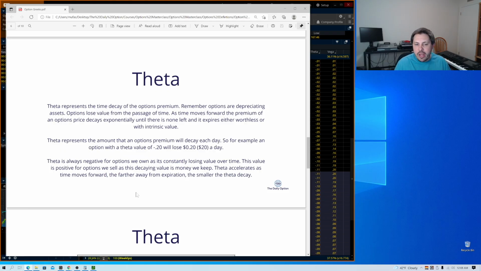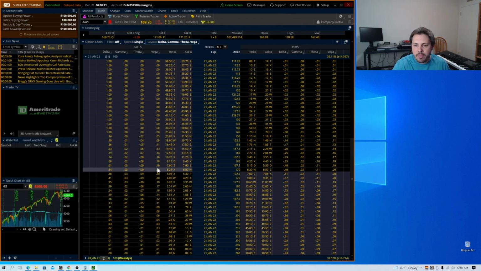So theta accelerates as time moves forward. The farther away from expiration, the smaller the theta decay. Okay, and again, options that are farther away from the money tend to have thetas that decrease. Same for delta and gamma, okay?